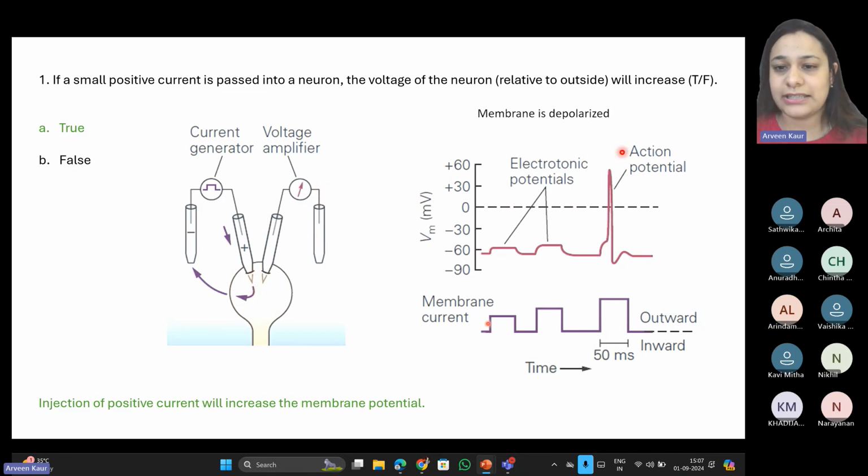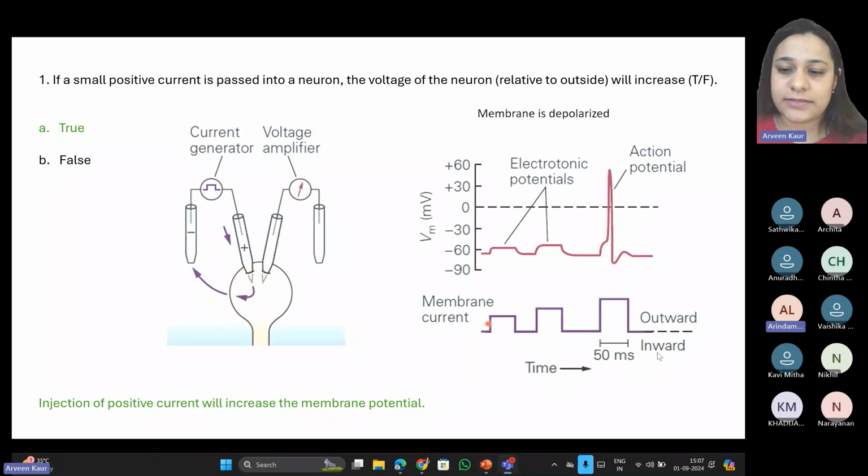Why? Because what is a polarized membrane? A membrane that is at its resting membrane potential. For instance, if we talk about squid, that resting membrane potential will be minus 60 millivolts. Over here, if a positive current is given, it will decrease, it will come towards the positive side. That phenomenon is known as depolarization. So the voltage of the neuron will increase, because it is moving towards the positive direction.